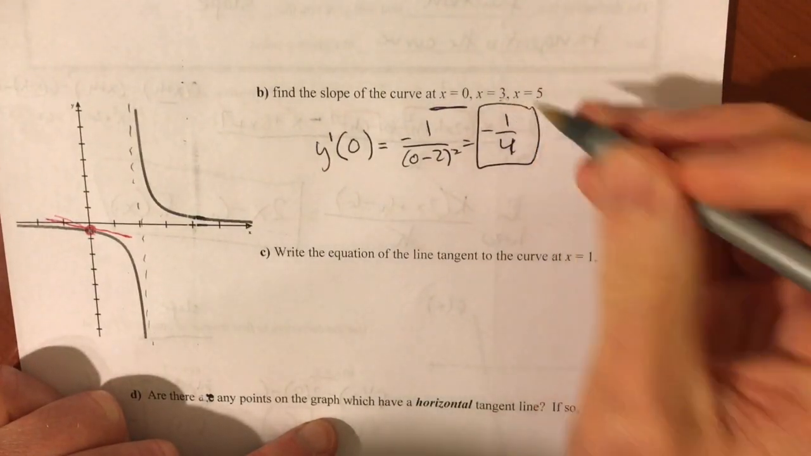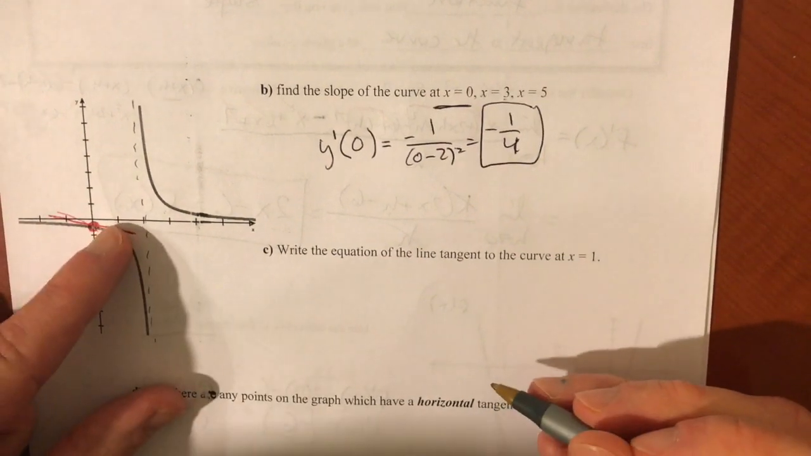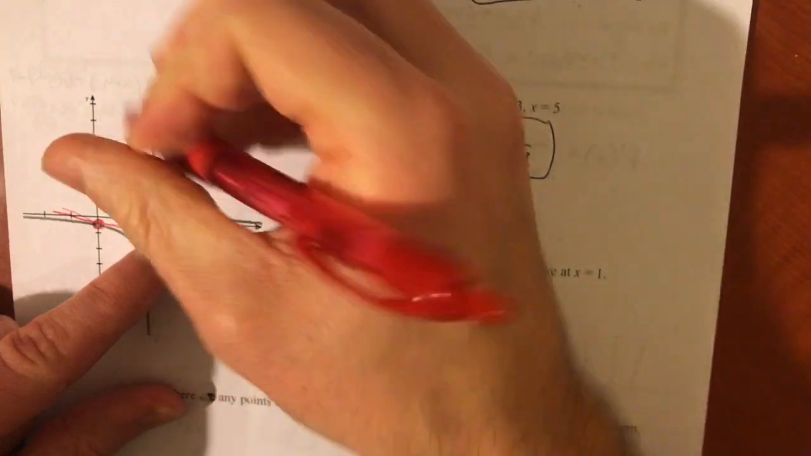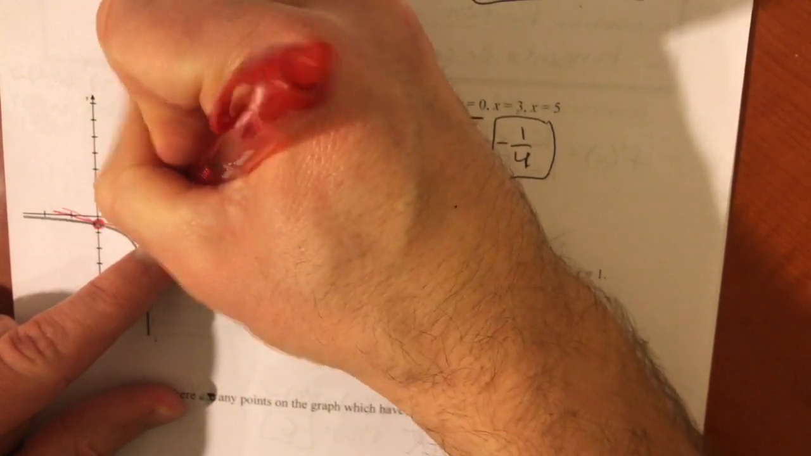You want the slope at x equals 3. Here's where we are on the graph, 1, 2, 3. We're right there. That should definitely be a negative slope also.